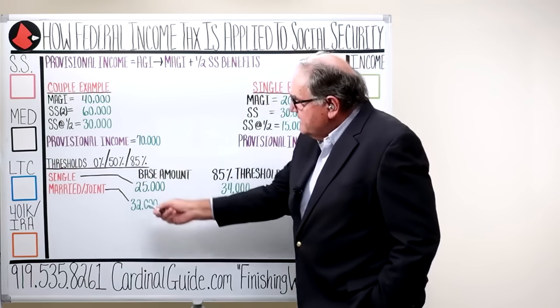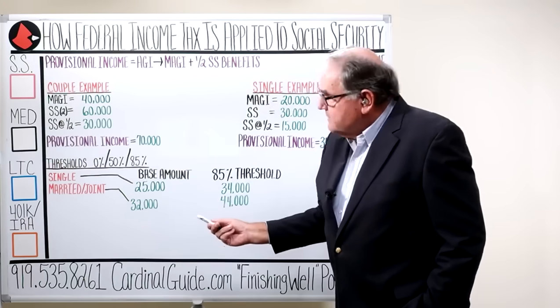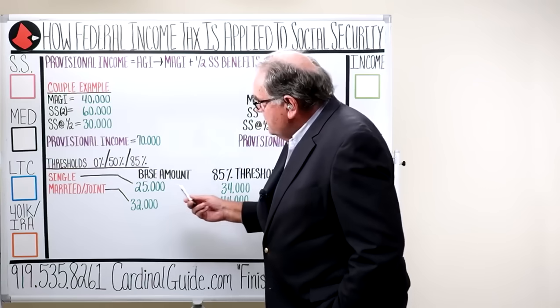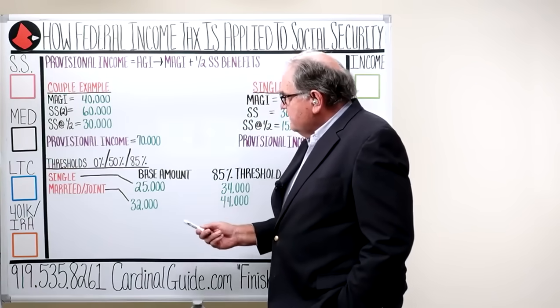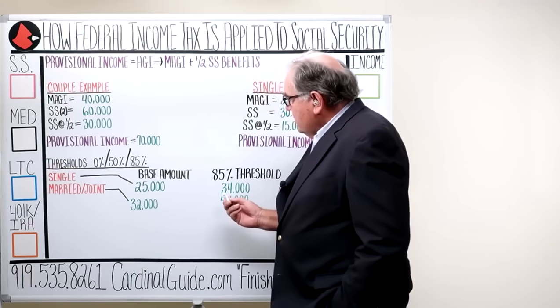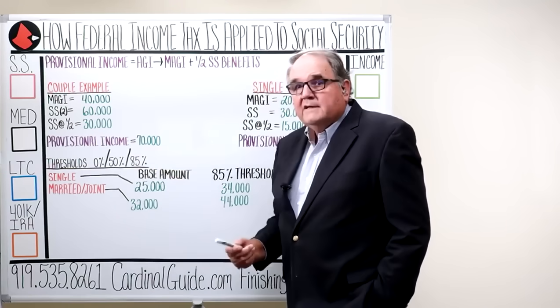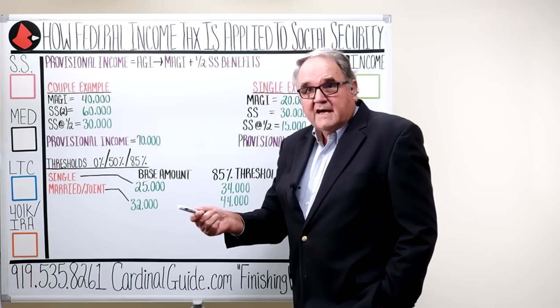And then we're going to apply it to this formula. The formula says if you're single and your provisional income is over 25 grand, but less than 34, up to 50% of your Social Security will be taxable.